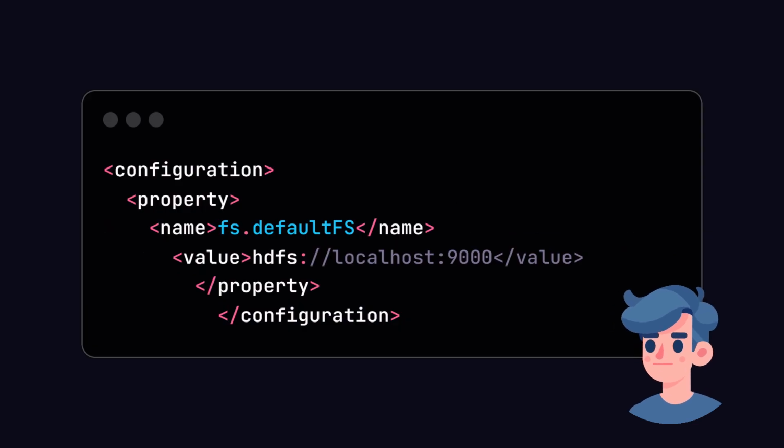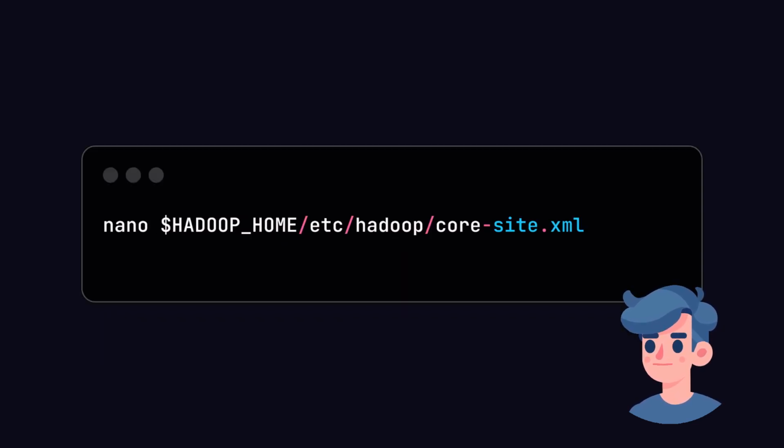Step 4. Configuring core-site.xml. The core-site.xml file contains configuration settings for Hadoop core services. This file is typically located in the $HADOOP_HOME/etc/hadoop directory. Make sure to edit this file on all nodes.